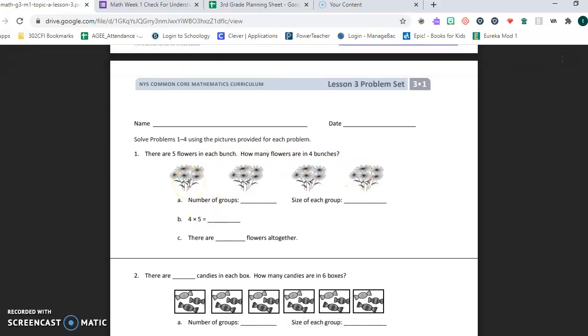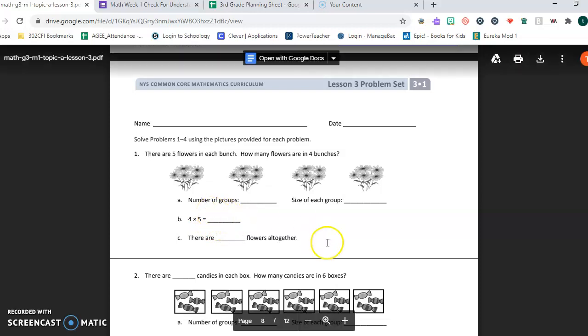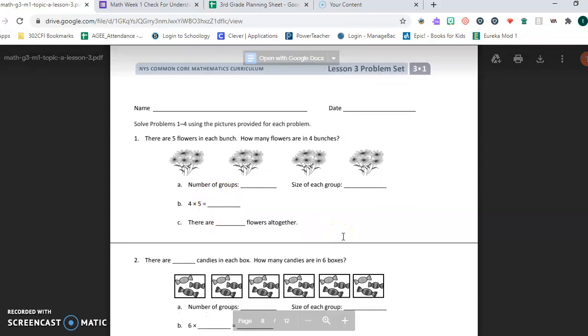Or you could count them individually, which we want to avoid if possible, but if you need to do it that way, that's fine. But we need to start working on figuring out strategies that work for us to accurately multiply. There are blank flowers altogether. So right here gives us the product or the total. So you'll write that number on how many flowers there are altogether.